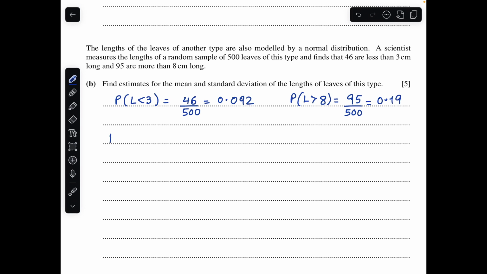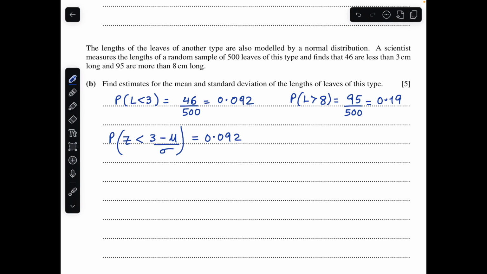So again, let us standardize. The z score would be, the length over here is now 3, so 3 minus mean over standard deviation. We have not been given the mean and standard deviation. In fact, we need to calculate the mean and standard deviation of the lengths of this type of leaf, right? So this is going to be equal to 0.092.